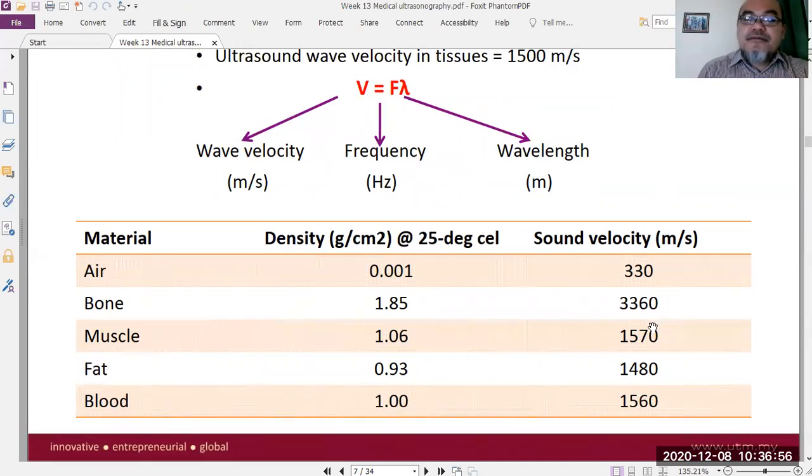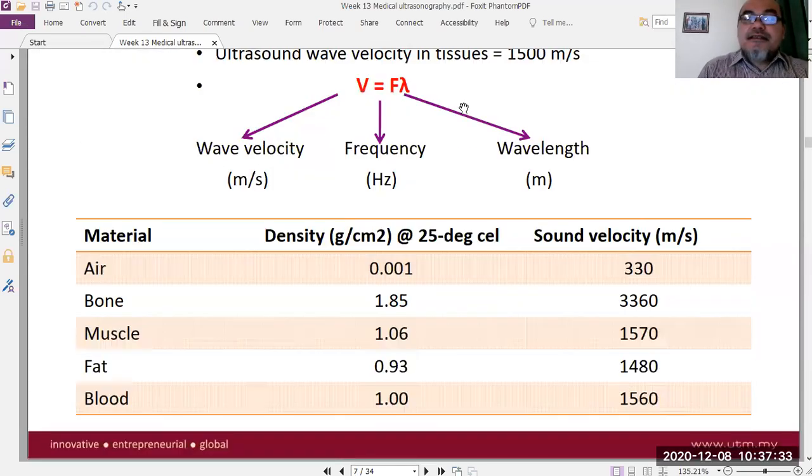3,360 meters per second. In muscle, which has less density compared to bone, the speed is less, 1,570 meters per second. In fat, a little bit less also than muscle, the density is less, so the sound velocity is also less, 1,480 meters per second. In blood, since it is liquid, it's quite big as well, with 1 gram per cubic centimeter, 1,560 meters per second.